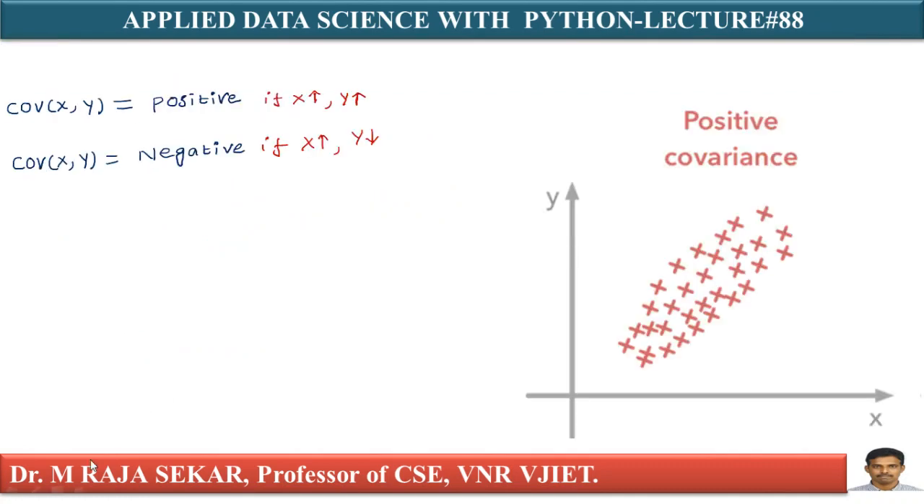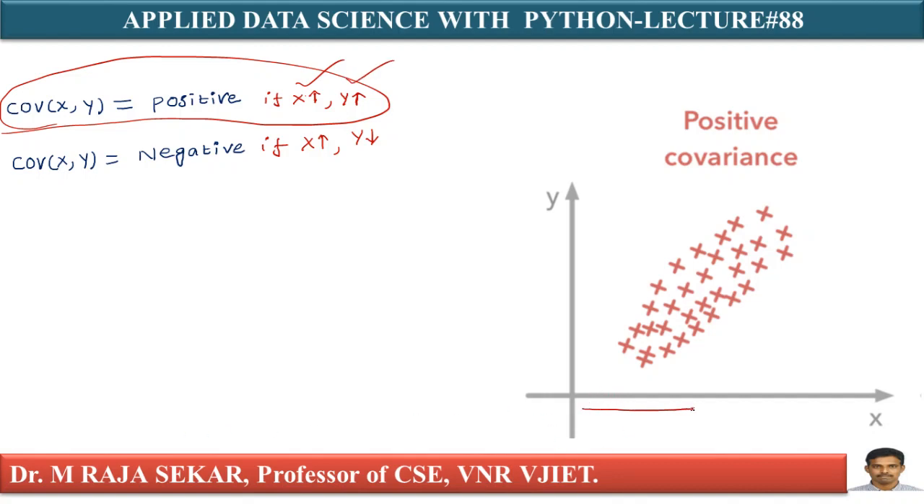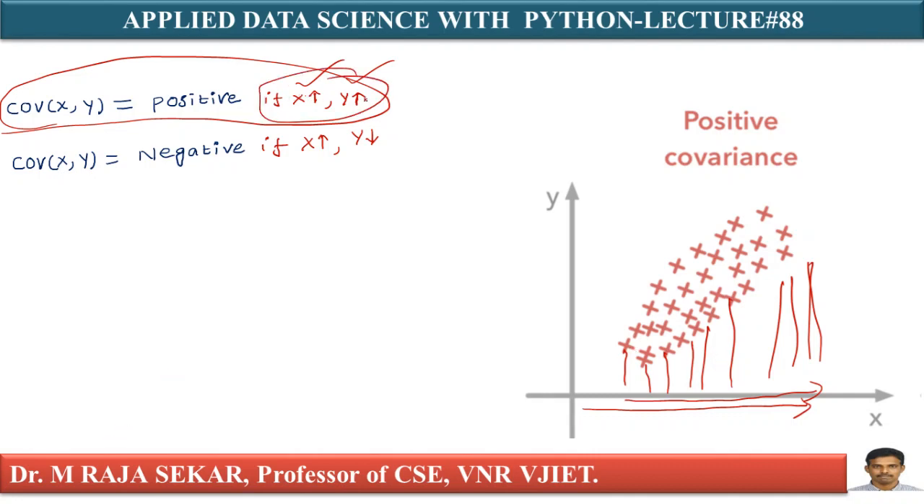Now, we will try to understand what is positive covariance. This is positive covariance. What does it mean? Covariance of x comma y positive means, if x is increasing, y is also increasing. Just observe this graph as I move from left to right along the x-axis. What does it mean? X is increasing. Just see the height here. Is it not increasing? As I'm moving from left to right, x is increasing and this height is also increasing. Means as x is increasing, y is also increasing. That's what it says. If x increases, y is also increasing.